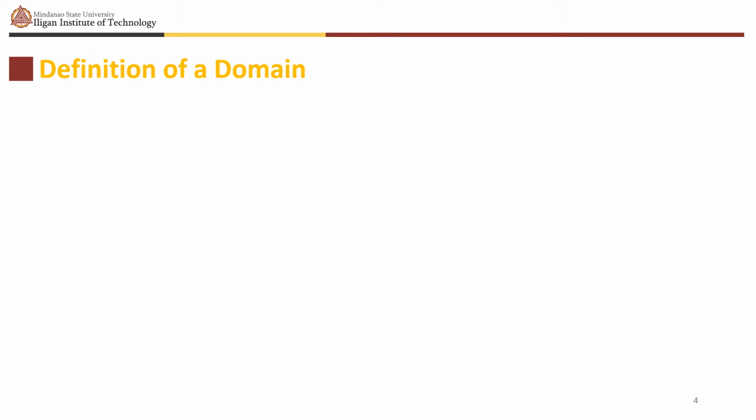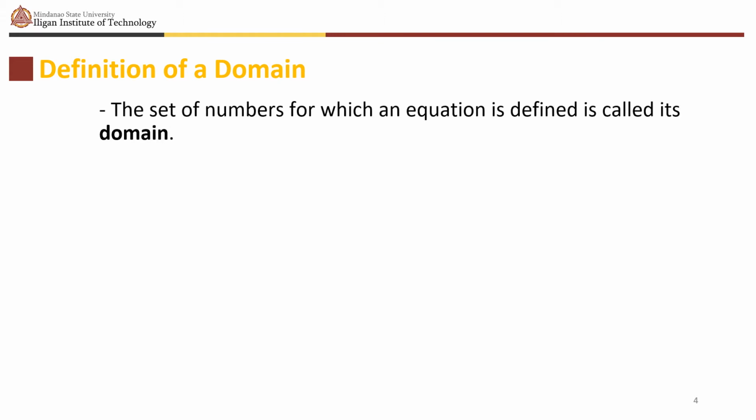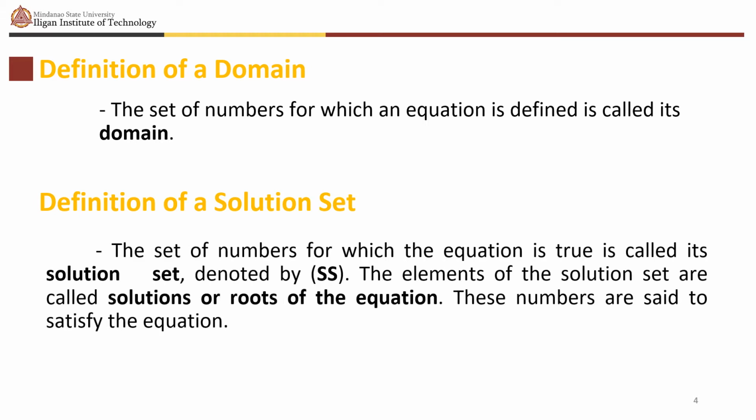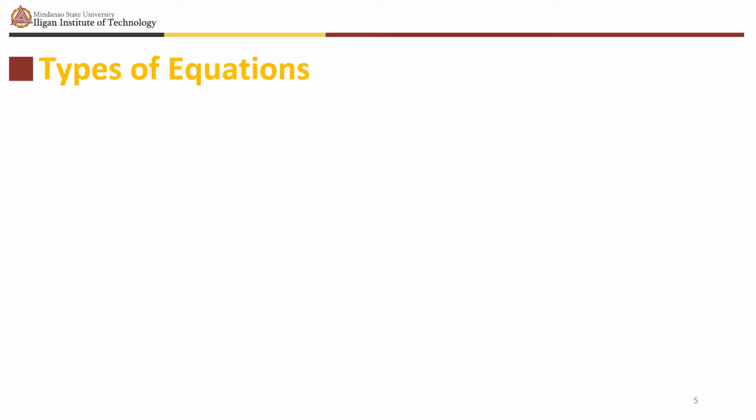The domain is the set of numbers for which an equation is defined. The set of numbers for which the equation is true is called its solution set, denoted by SS. The elements of the solution set are called solutions or roots of the equation. These numbers are said to satisfy the equation. There are several types of equations.